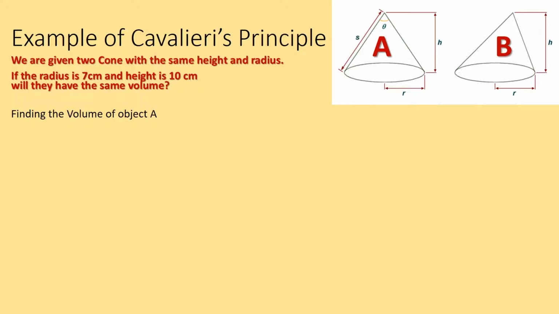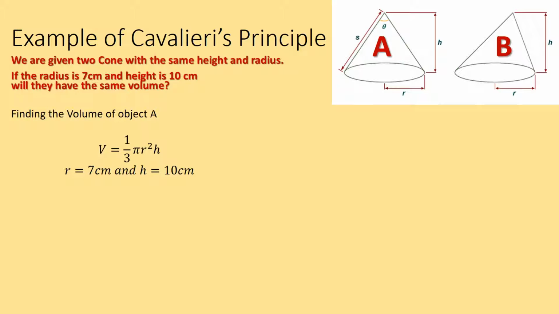We're going to find the volume of object A. Well, how do you find the volume of a cone? Go get the formula. It's 1/3 pi r squared times h. Notice that we find the area of the circle, we multiply it by the height, but because it's a cone, we take 1/3. Alright, let's get busy.